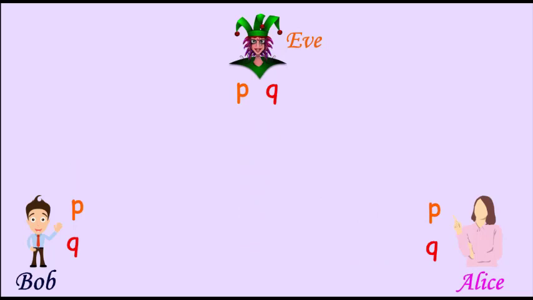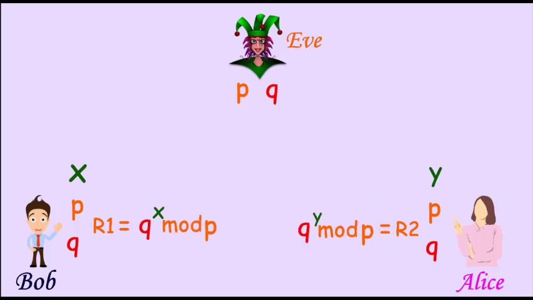The next step is Alice and Bob generate a random, private number, X and Y. So Bob generates the number X, which is private to Bob, and Alice generates the number Y, which is private to Alice. Next they do the calculation. Bob calculates R1 and Alice calculates R2. Now this is how the calculation is performed. Bob finds R1 such that it is Q raised to X mod P, and Alice calculates R2, which is equal to Q raised to Y mod P.